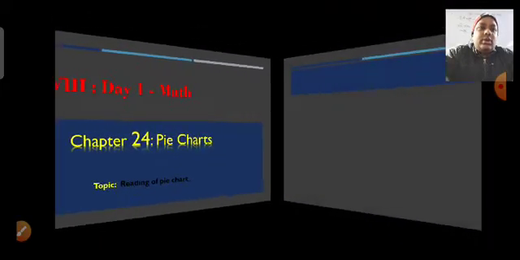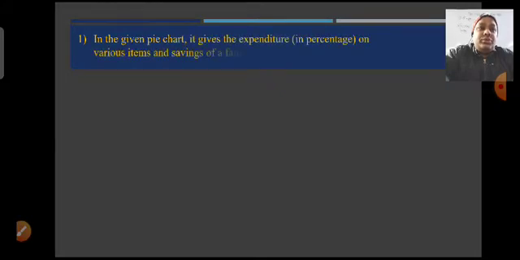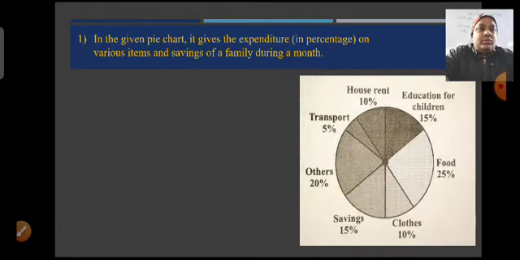In the next slide you can see the first question. The given pie chart gives the expenditure in percentage on various items and savings of a family during a month. You can see house rent, education for children, food, clothes, savings, others, transport. These are the expenses of a family during a month.